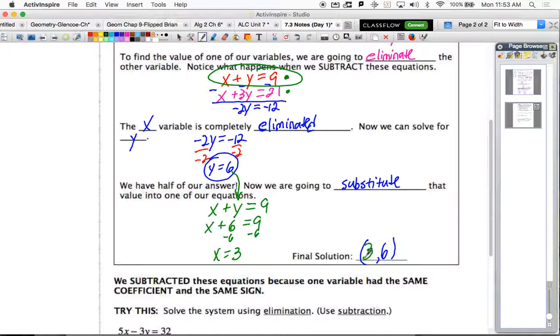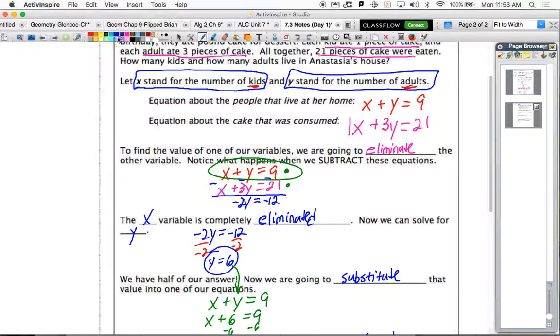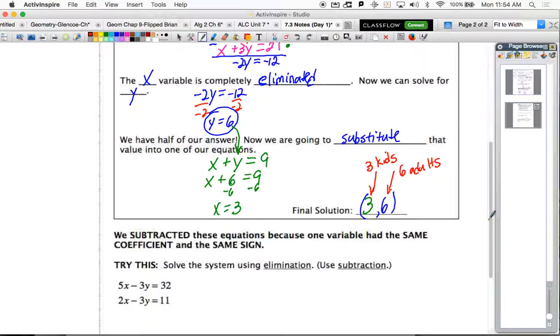So what did we just figure out? Let's go back to the beginning of the problem. What did x stand for again? x stood for the number of kids. So we just figured out that there are 3 kids in the family. And what did y stand for? y stood for adults. There are 6 adults in the family. So we solved that word problem using a system of equations. And those 2 equations intersect at (3, 6), which in this case just means that this family has 3 kids and 6 adults.